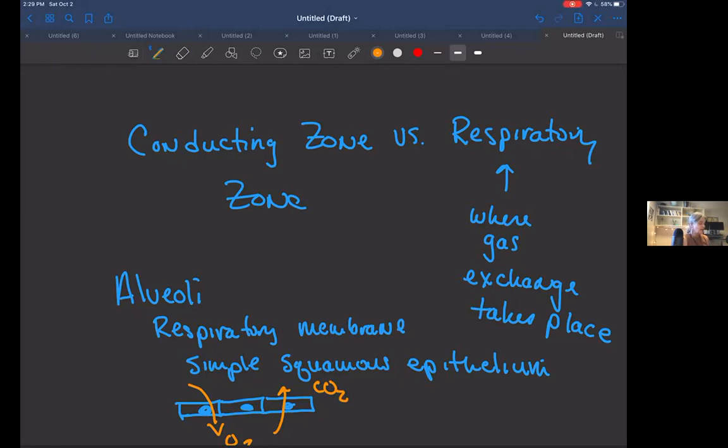So this respiratory membrane must be thin. It must be moist. Why? Because gas cannot diffuse until it is dissolved in water. And there is a very large surface area. So we're going to talk about respiratory physiology, right, and why this is important from a physiological point of view, that surface area.